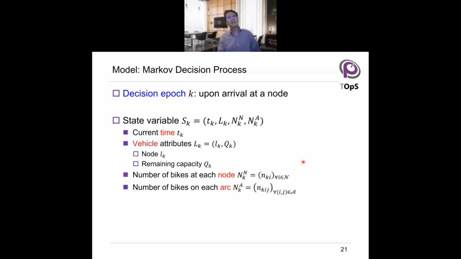We model this by decision epochs. Whenever the mover arrives at a node, this is a decision, which we call decision epoch K. At decision epoch K, the state variable includes the current time, t_K, and the vehicle attributes, basically the current node, l_K, and the remaining capacity of the vehicle, Q_K. Also the mover knows the number of bikes at each node and on each arc. Given the current technology, this is actually the reality. Even for us, when you open your app, you know the number of bikes around you. So this is also known to the system and to the mover.